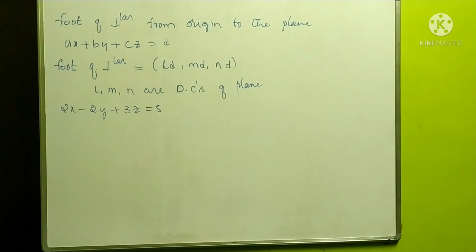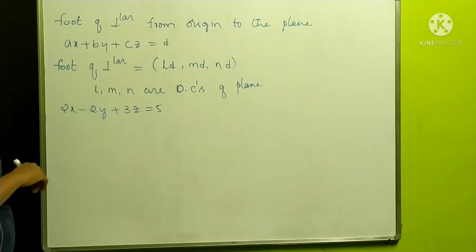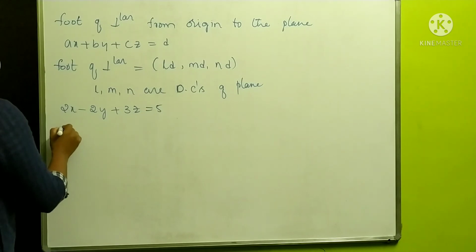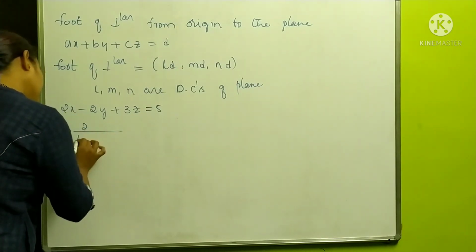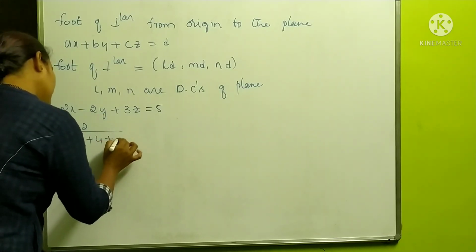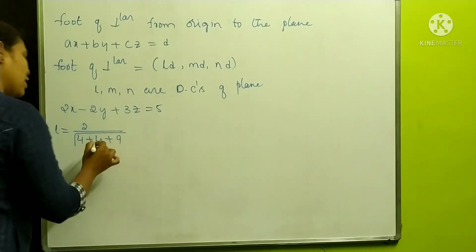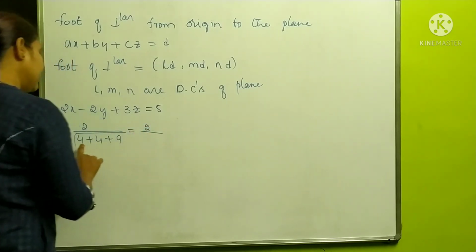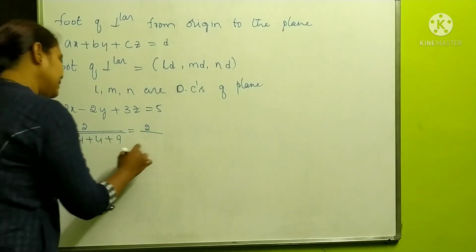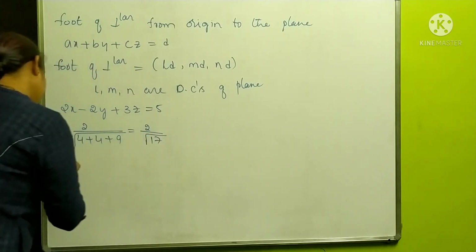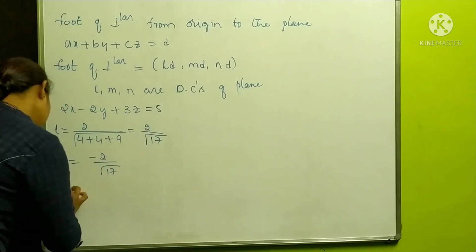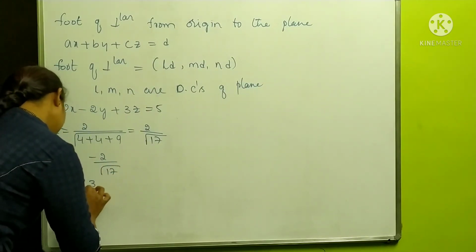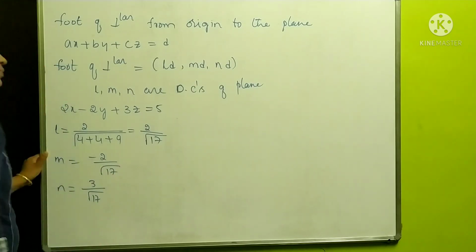Okay. Foot of the perpendicular from origin to this plane. So, you have to find out LMN first. So, for LMN, what I have to calculate? So L is equal to 2 by root over 2 square is 4, 2 square is 4, 3 square is 9. How much it is? This is equal to 2 divided by 4 plus 4 is 8, 8 plus 9 is root 17. M is equal to minus 2 by root 17. N is equal to 3 by root 17.